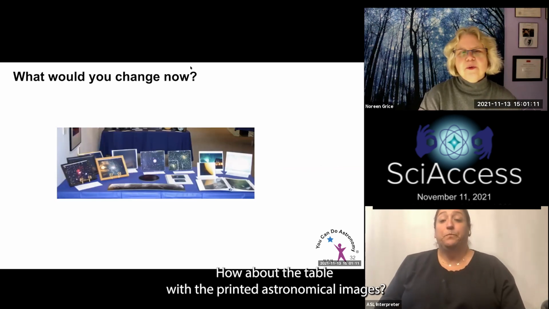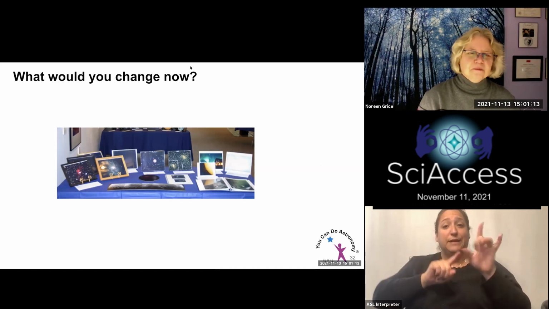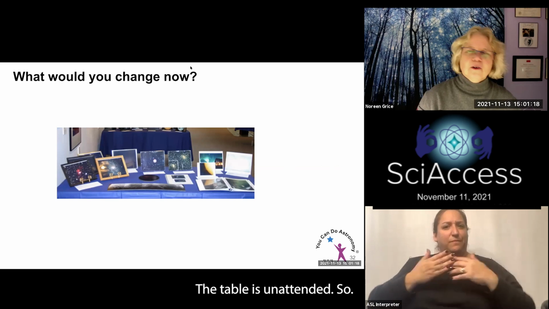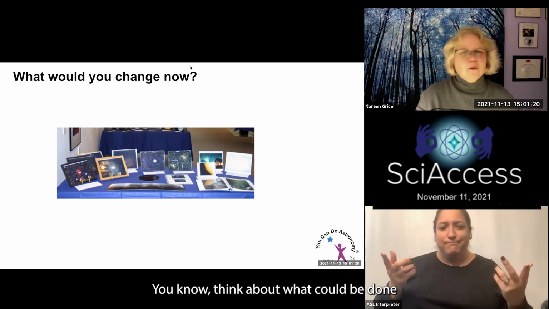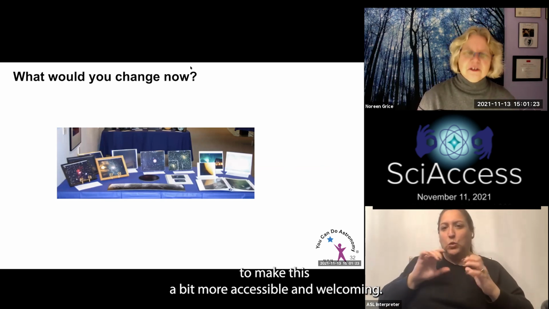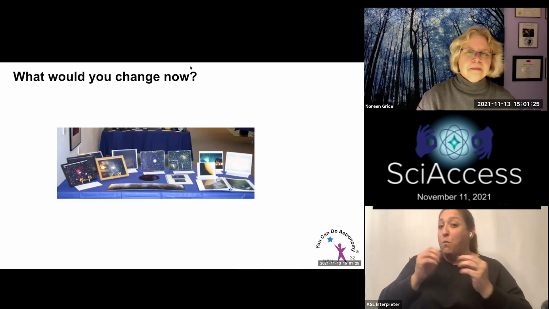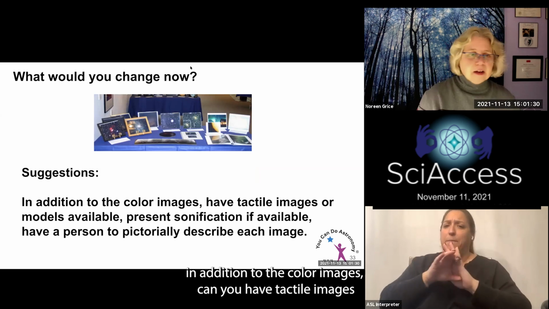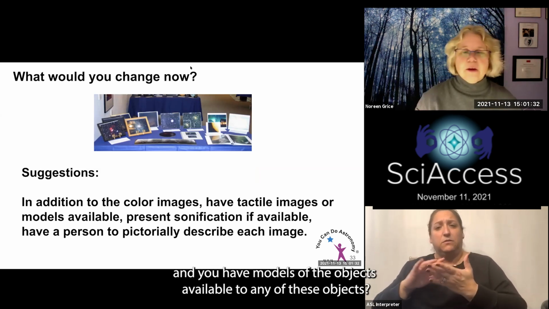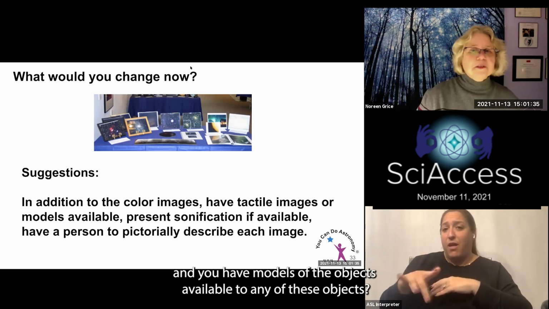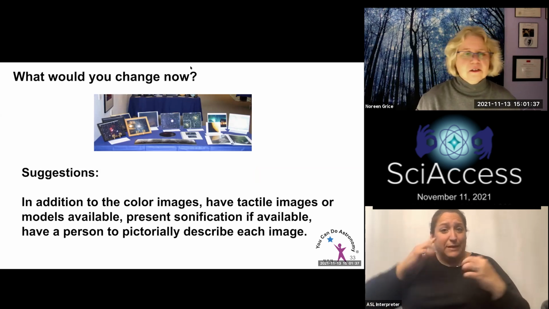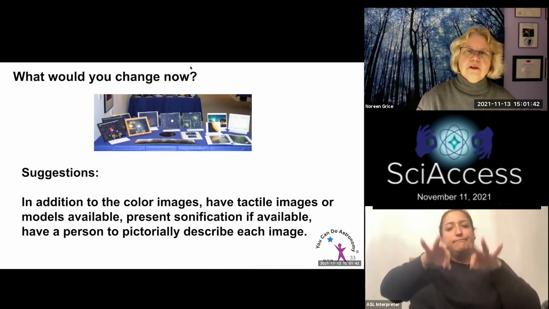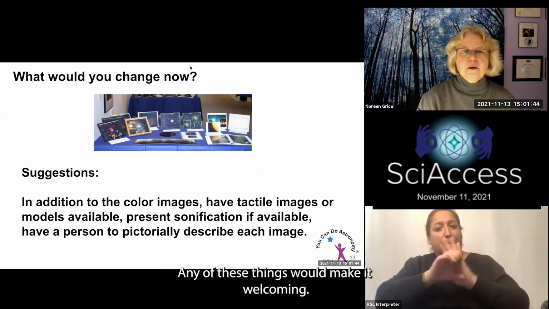How about the table with the printed astronomical images? They're beautiful. The table is unattended. So, think about what could be done to make this a bit more accessible and welcoming. How about, in addition to the color images, can you have tactile images? Can you have models of the objects available? Do any of these objects connect with sonification that exists? Could there be a person standing there to pictorially describe each image? Any of these things would make it welcoming.